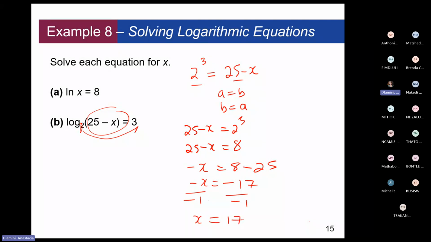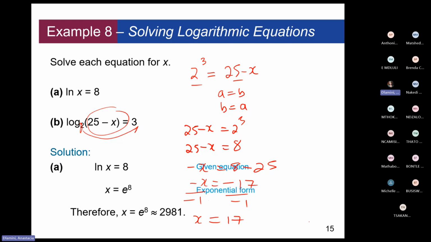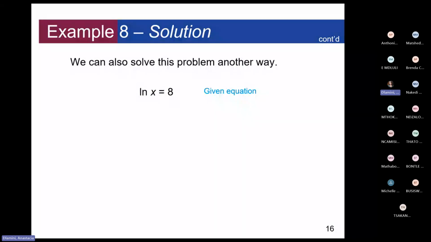Are we all okay on how I did number B? Yes, ma'am. No one is lost. Let's check the answers. So this is x is equals to e to the power of 8, therefore this. I think here they use the ln. We can also solve this problem another way. Okay, that is what they use there.